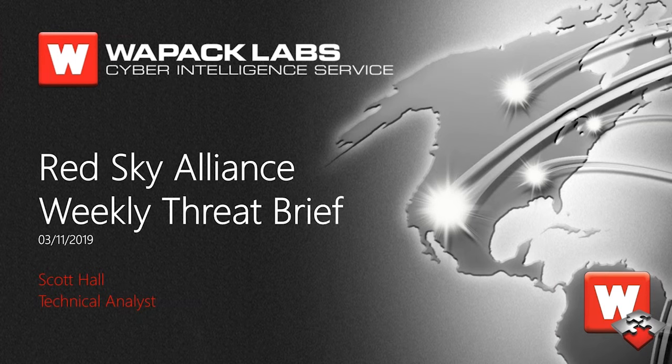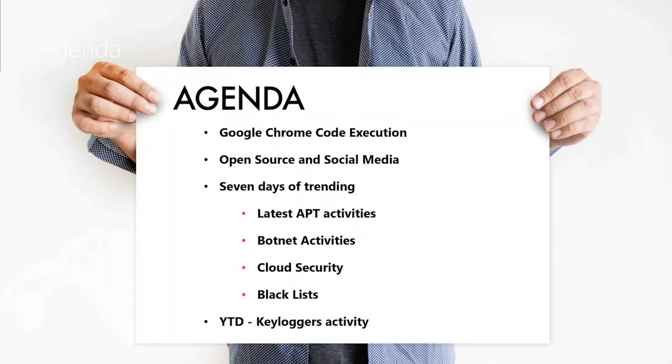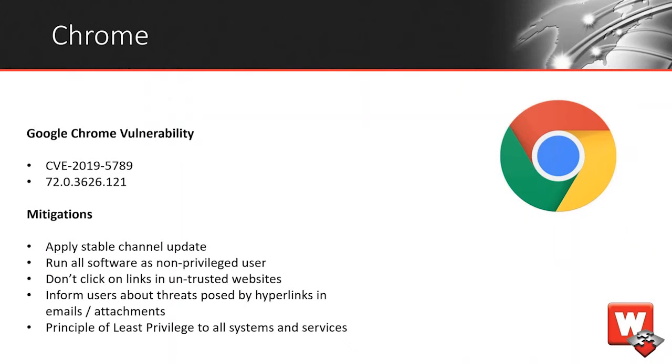Today's weekly threat brief contains information gathered from open source and Wallpack Labs collections over the last week. For the agenda today, we're going to briefly discuss recent reporting, open source and social media, 7 days of trending, and keylogger activity. We recently posted information to our Small Business Administration portal about a vulnerability discovered in Google Chrome, which could result in arbitrary code execution.